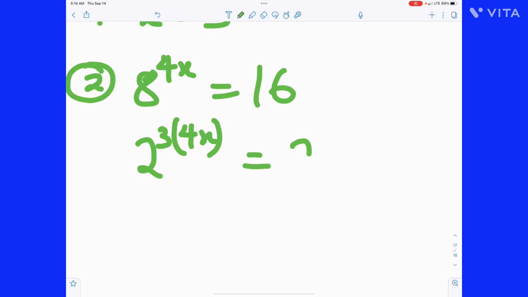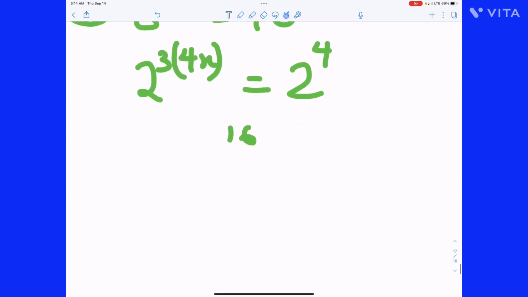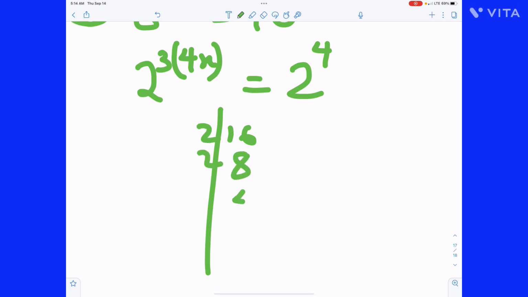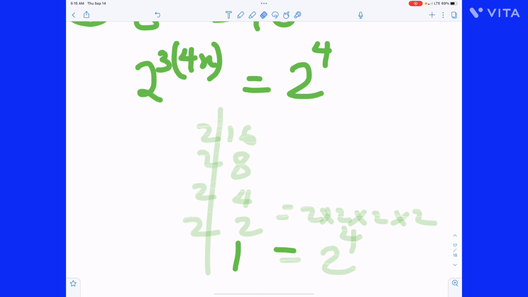Then you write 16 as 2 raised to power 4. I hope you know I got that. 16 is 2 raised to power 4. Let's do that together. 2 in 16, 8. 2 in 8, 4. 2 in 4, 2. 2 in 2, 1. So 16 is 2 times 2 times 2 times 2, which is 2 raised to power 4. So 16 is 2 raised to power 4. You take note.